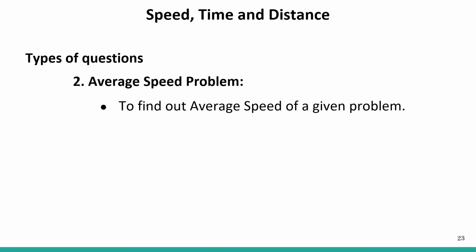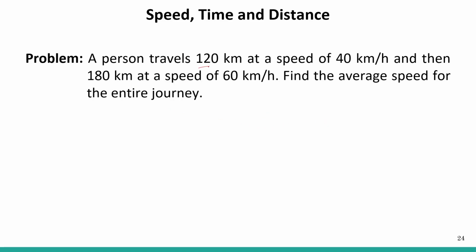Okay, so let's see the second kind of question, that is on average speed problem. To find out the average speed of a given problem: a person travels 120 kilometer at a speed of 40 kilometer per hour and then 180 kilometer at a speed of 60 kilometer per hour. Then find the average speed. We need to find the average speed for the entire journey. So for the first part, let's calculate the time.